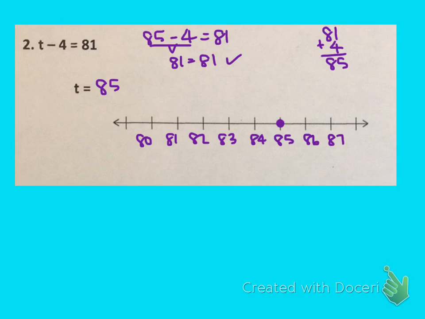So remember, we can always try the reverse operation. If t minus 4 equals 81, then 81 plus 4 will equal t. 81 plus 4 is 85, so then I can plug in 85 to see if it works. If t is 85, then I would write 85 minus 4 equals 81, and I would solve 85 minus 4, which is in fact 81. So 81 does equal 81. That is a correct sentence. And so that means t is 85.